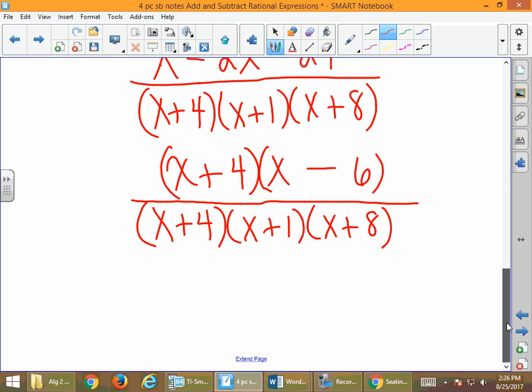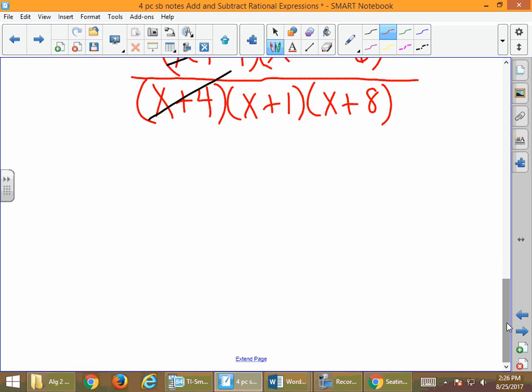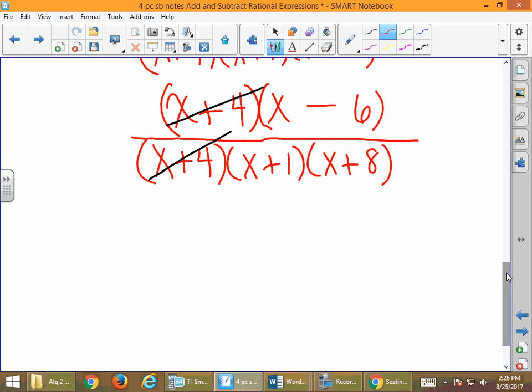And as we look at that, to finish here on this problem, do we have anything exactly the same on the top and on the bottom? The x plus 4s. Once again, we were able to factor, and that's why we can cancel. And now, what we have is x minus 6 divided by x plus 1 times x plus 8.